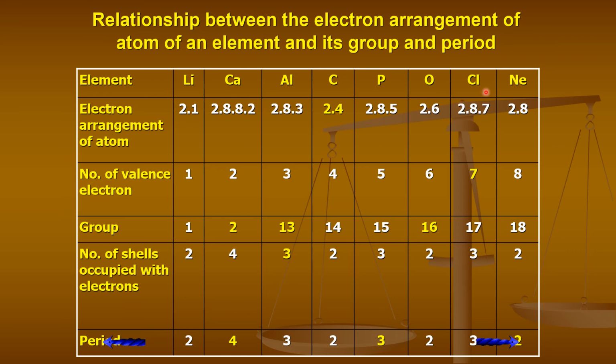Now we go to chlorine. Chlorine has 2, 8, 7 as its electron arrangement. So the valence electron is 7, so it is in group 17, okay? Three shells occupied with electrons. The first shell has 2 electrons, the second shell 8, the third shell 7, so it is in period 3. So when we want to tell about the position of chlorine in the periodic table, we say like this: chlorine is at group 17 in period 3. Tu cara dia.